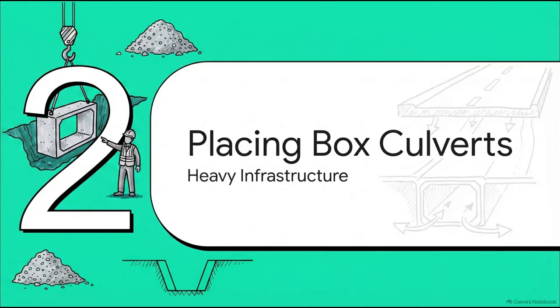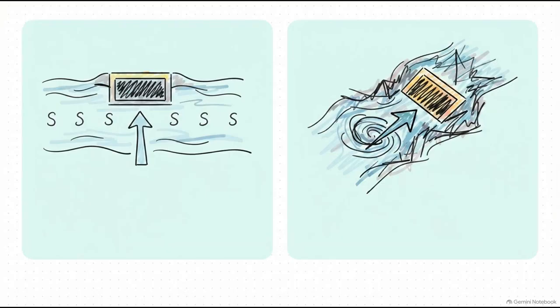Moving on to step 2, placing the box culverts, which is our heavy infrastructure. When we're dropping these in, we usually have to choose between a standard perpendicular layout or a skewed layout. Now, if you're dealing with a raging river, you absolutely have to angle or skew that culvert so you don't violently distort the direction of the water and cause crazy erosion. But for this specific site, the currents aren't dangerously high, so standard perpendicular works perfectly. We can just run it straight across the pavement.